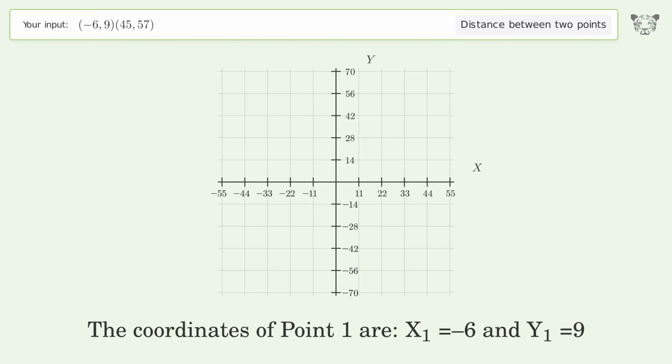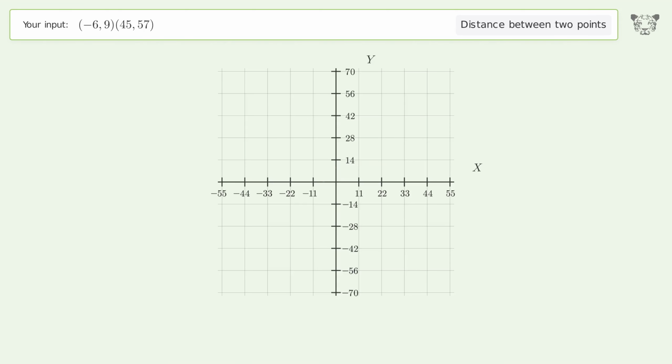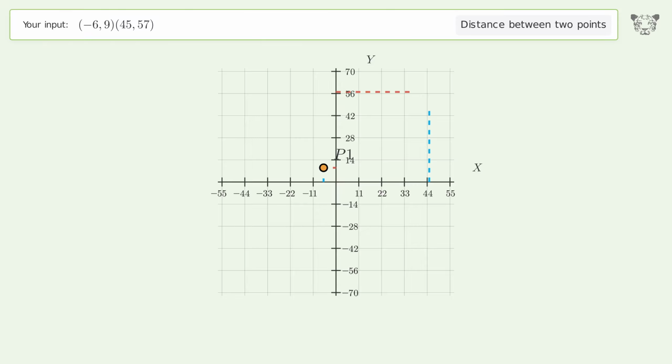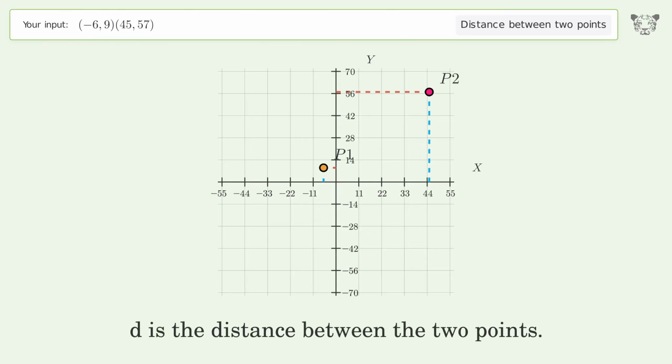The coordinates of point 1 are x1 equals -6 and y1 equals 9. The coordinates of point 2 are x2 equals 45 and y2 equals 57. D is the distance between the 2 points.